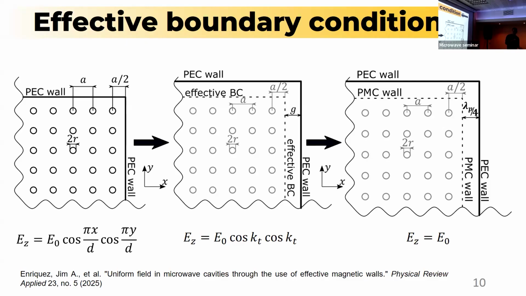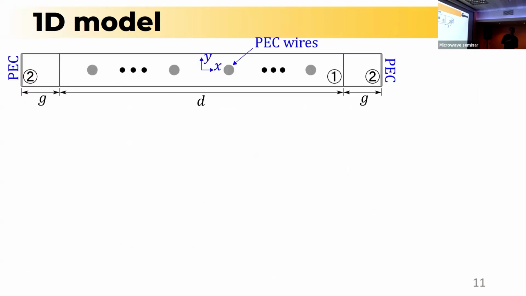And to explain this idea, let's start with a one-dimensional model. So in a one-dimensional model, we have the following scenario. We are going to ignore the variations of the field along the y and z directions. We have the electric field that is in the z direction, perpendicular to this plane. And we are going to consider two regions. Region number 1, in which we have the wire media. Region number 2, in which we have the air gap. And at the end, this air gap is bounded by a perfect electric conductor wall.